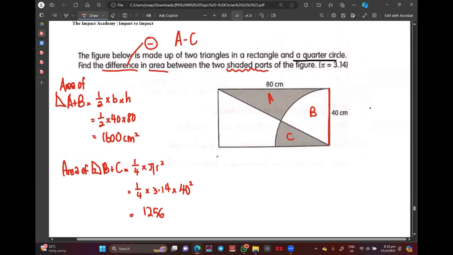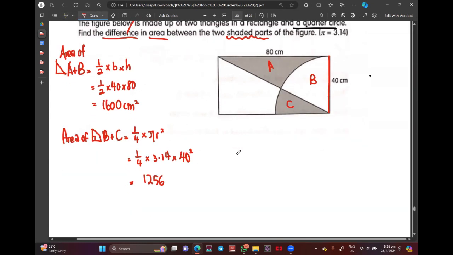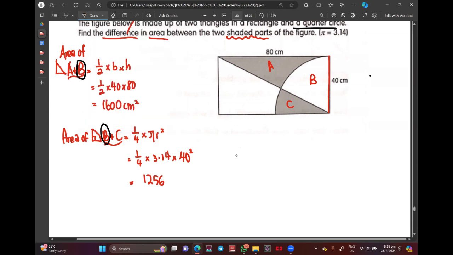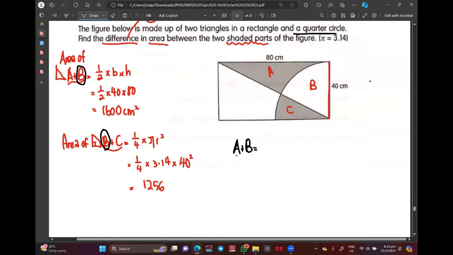Okay, so we will do the same thing, right? What is it that they want us to achieve? They want us to achieve A minus C, right? Over here, I have A plus B. Over here, I have B plus C. Can you see something is repeated? B is repeated. That means I can cancel B, right? So we write out A plus B is equals to 1,600. So therefore, B plus C is equals to 1256.